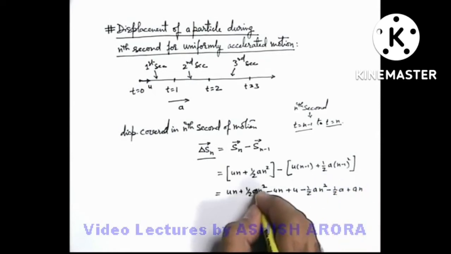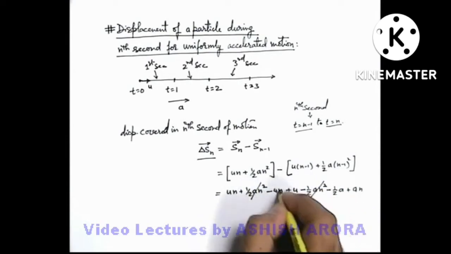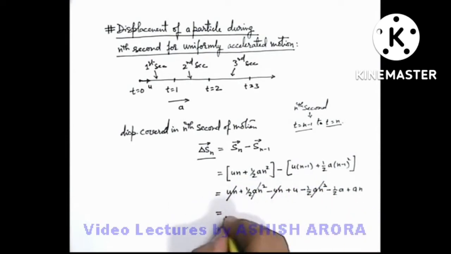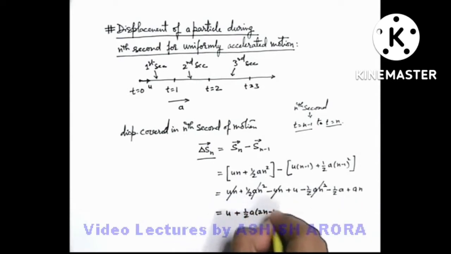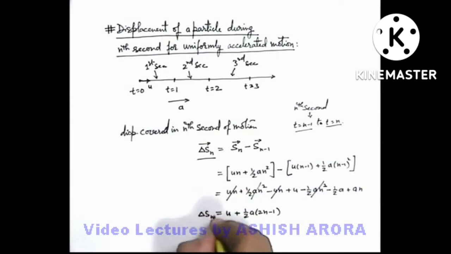So here, if you just carefully have a look at it, this half an square gets cancelled out, this un gets cancelled out. What will be left over is u plus, we can take half a common. This will be half a into 2n minus 1. This is the relation used for calculation of the displacement covered by the particle during the nth second. This is also a quite important relation, so just keep it in mind. In various problems it is going to be used directly.